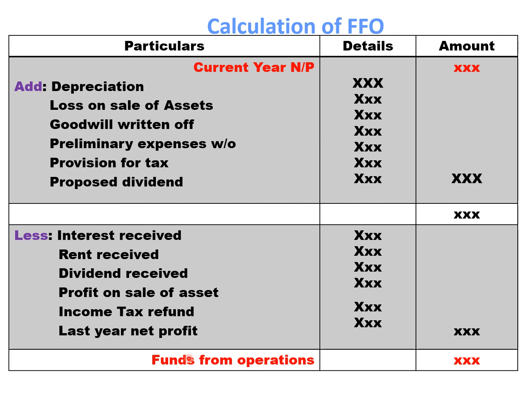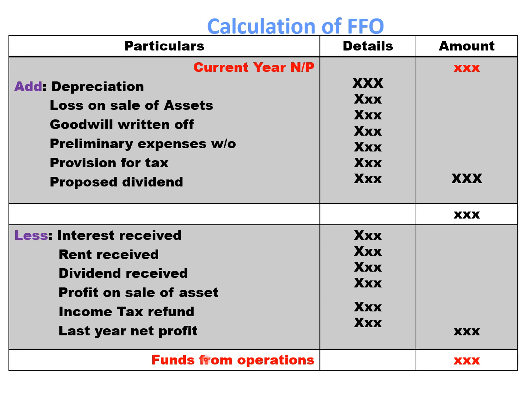So students, this is a statement that shows how to calculate funds from operations. Very simple, students. Take the current year net profit, add the non-cash expense and deduct the non-business incomes. So only two items. Add the expenses where cash is not affected. Deduct the incomes that are not related to business. So add the expenses, deduct the incomes, you get funds from operations. So this is how you calculate FFO.